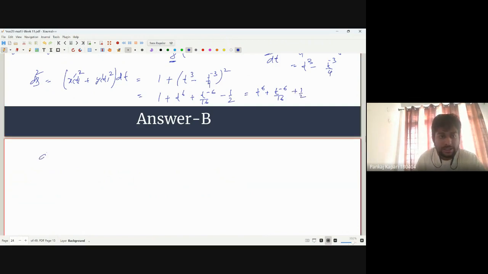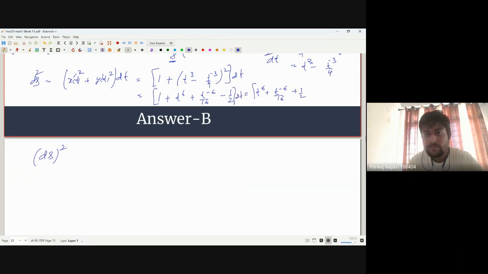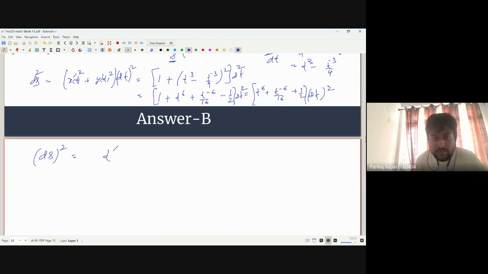Okay, now you can see that the ds square, so we have dt also outside. The ds square, so here also we have dt square. So ds square will become t to the power 6 plus t to the power minus 6 divided by 16 and plus half into dt square. But now you can see that you can write it as a square of t cube plus t to the power minus 3 divided by 4 whole square, right?